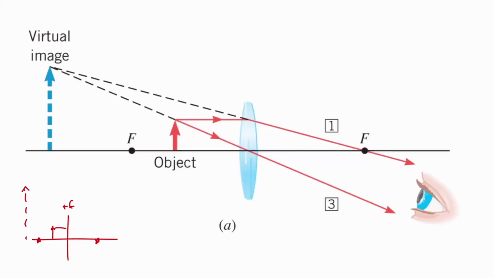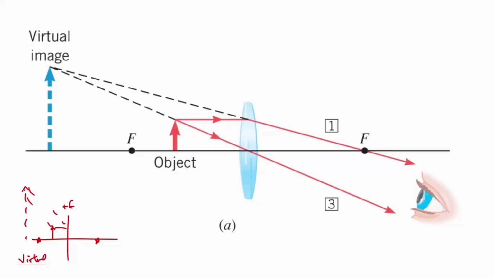And if you want to draw some stuff, you can, but you don't really have to. I just need enough of a reminder, right? That this is a case where anytime the object goes inside the focal length of a converging lens, I'm going to get a virtual image. So how do you get a real image in a converging lens? Object has to be outside the focal point. How do you get a virtual image? It has to be inside the focal point.